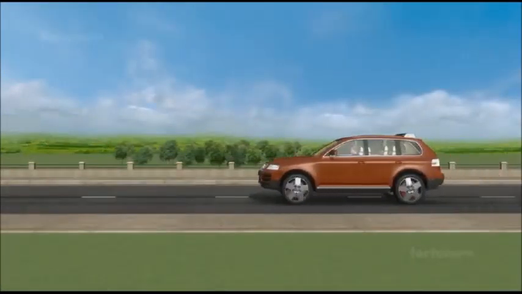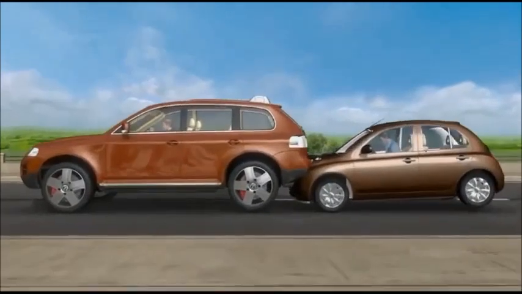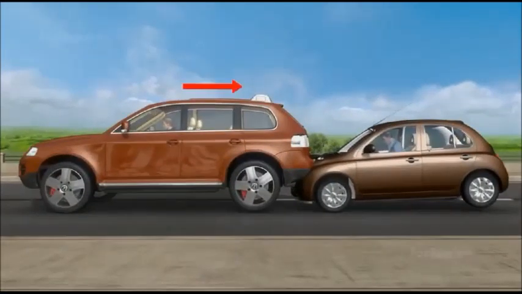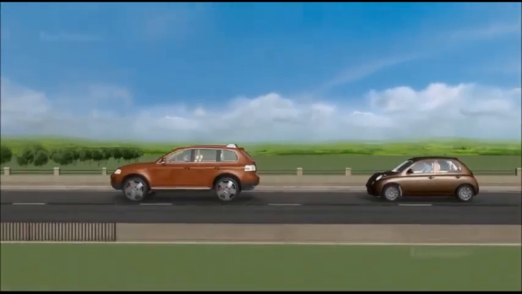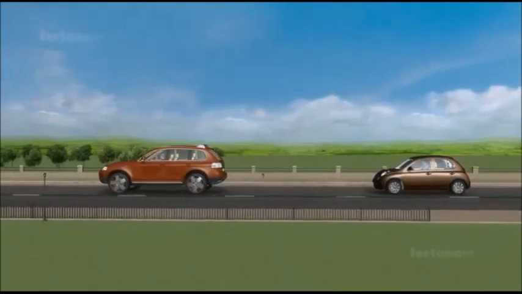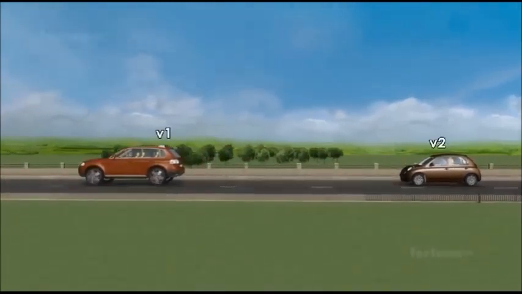Now let's imagine that our two cars are colliding. During the collision, the bigger car will exert a force F1 on the smaller car, and the smaller car will exert a force F2 on the bigger car. As a result of the collisions, the velocities of the cars will change. So, we'll represent those as V1 and V2.